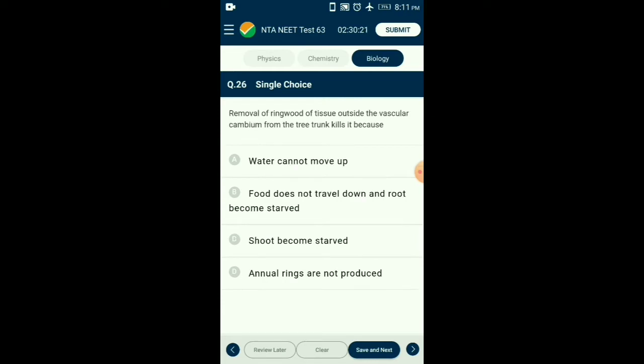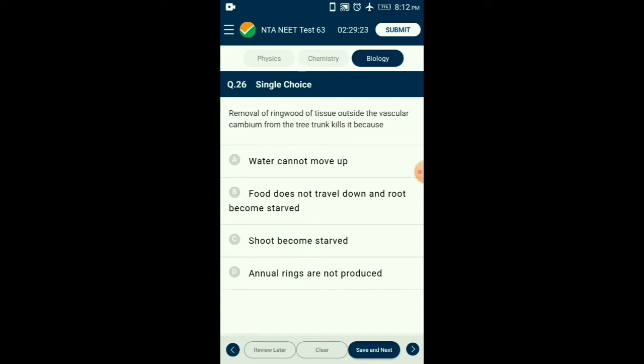Question number 26. Removal of ringwood, that is tissue outside the vascular cambium from the tree trunk, kills it because... Both interfascicular and intrafascicular cambium join together and form a cambium ring. The periclinal division of the vascular cambium ring forms secondary phloem outside the vascular cambium and secondary xylem inner to the vascular cambium. The primary phloem is crushed to death, known as obliteration. Primary xylem, being dead and lignified, is replaced in the pith region.